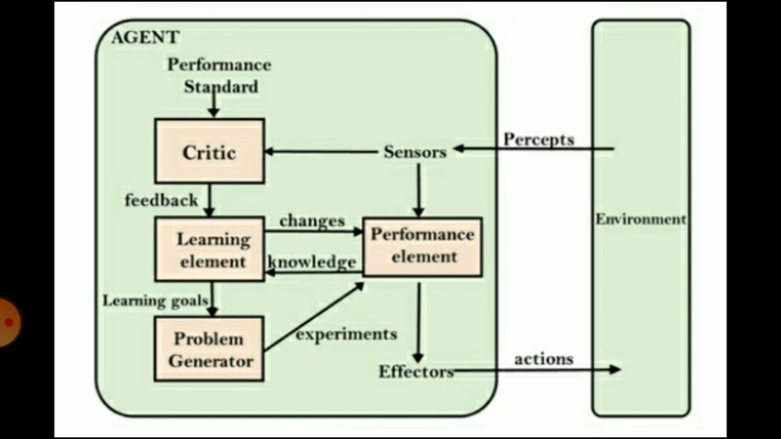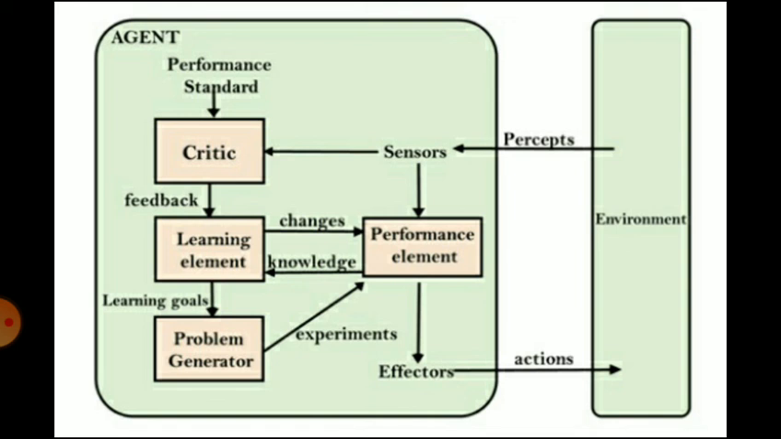Okay, so the first block, the critic, knows the standard performance, so it compares against that standard performance and gives the feedback. Then the learning element makes the improvements by learning, according to the feedback. Then there is the performance element. The learning element is connected to the performance element, so it takes the action. The performance element takes the action, and the problem generator will suggest new alternative actions.